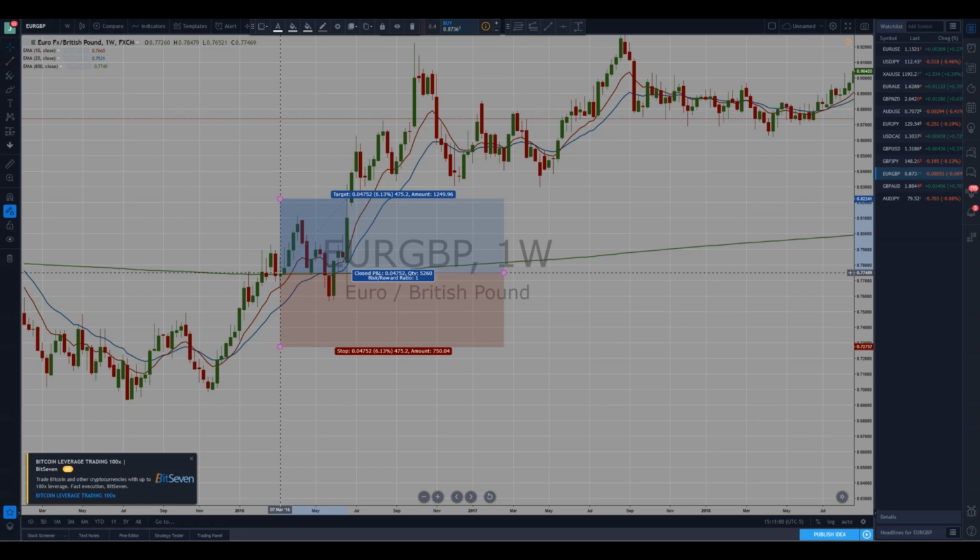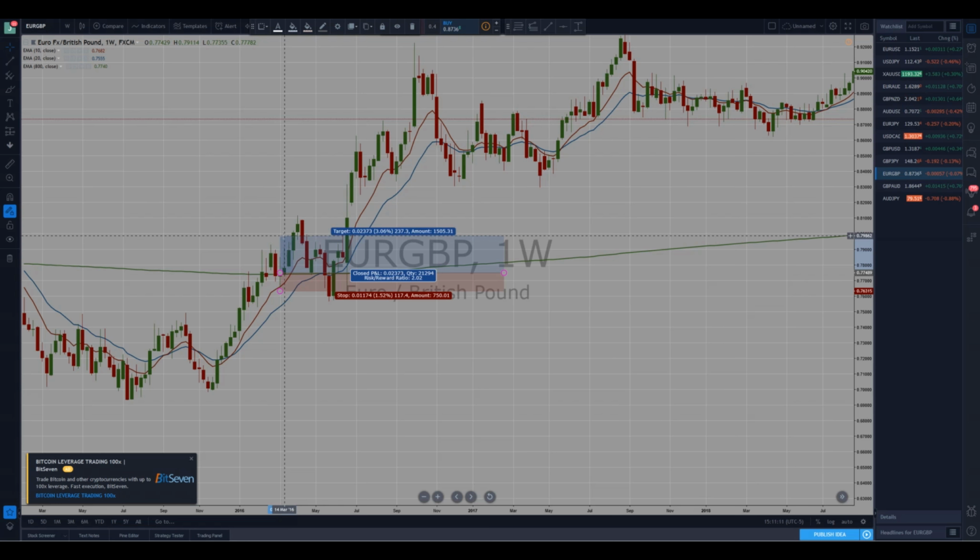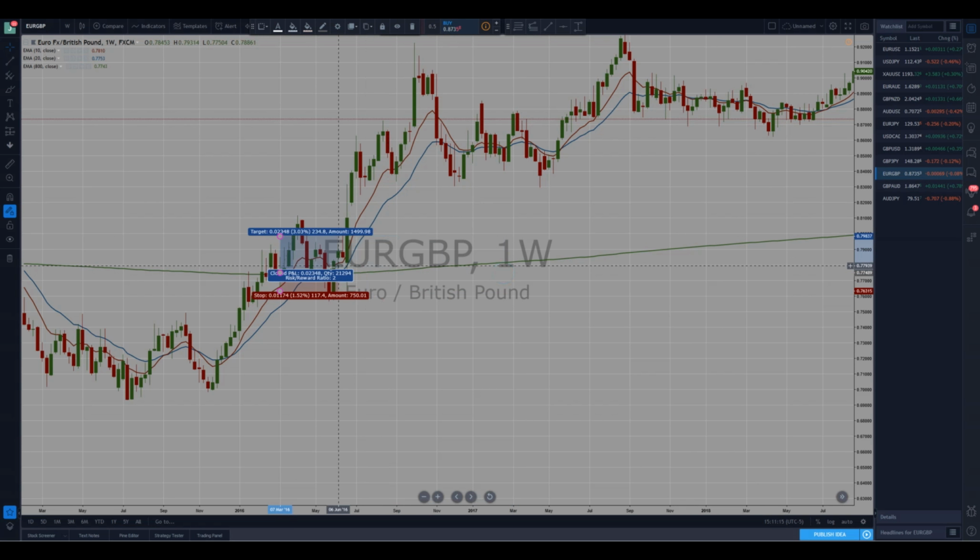Let's get our entry set up correctly. We're going to set our stop loss first. Sorry about my phone. And then we're going to set our take profit 2 to 1. So there's one right there.